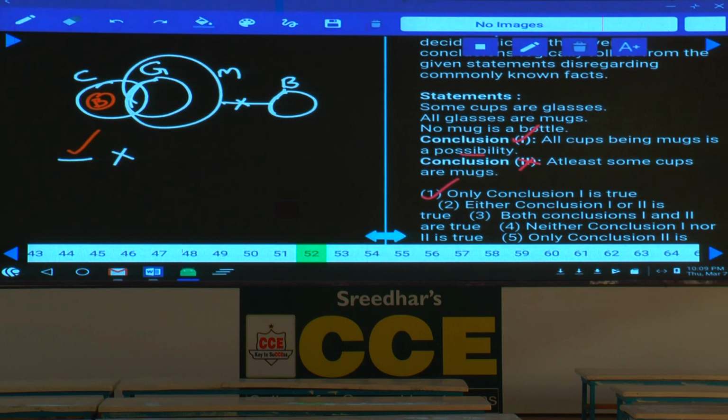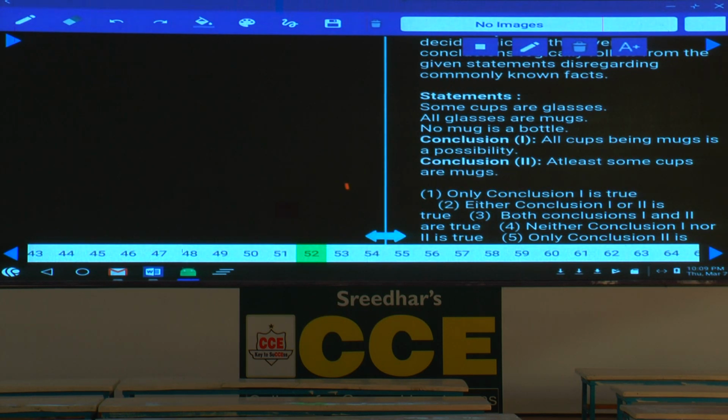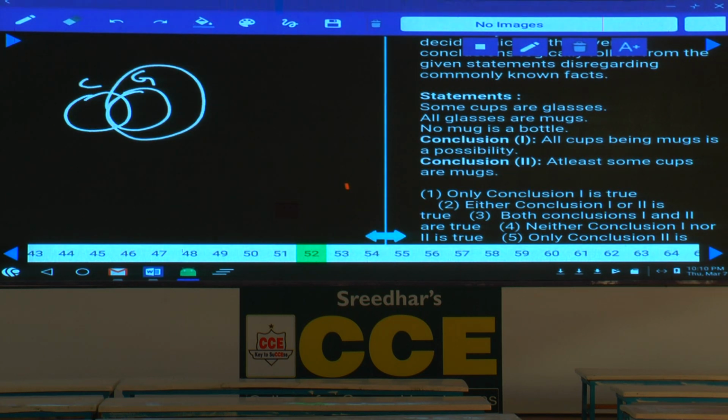Then question number 52. Then tell me what are the statements here? Some cups are glasses. Same statements. Some cups are glasses can be written like this, cup and a glass. And next one, all these glasses are what? All glasses are mugs. And no mug is a bottle. No intersection between mug and bottle. Then what is the first conclusion? Both these two, first one is a possibility. Second one is a definite conclusion. Some cups are mugs. Some cups are mugs, is it true or not? Now some cups are mugs means these are the cups and these are mugs. And some cups are mugs is definitely true, that is the choice.